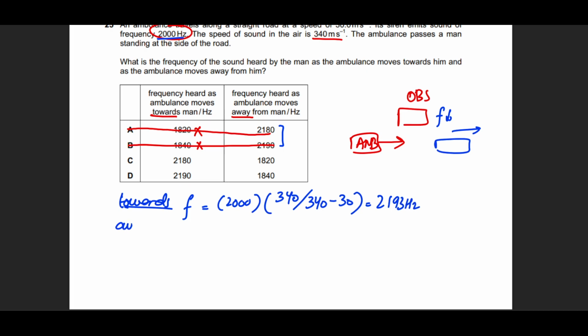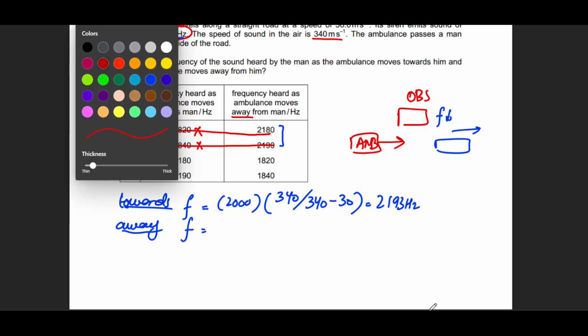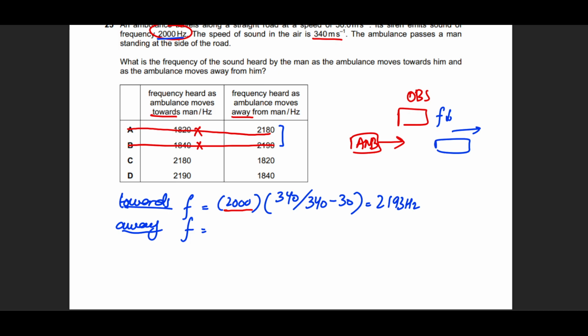Now, if it is moving away from the observer, the frequency falls, and you can notice over here that the standard frequency was 2000, but what is being heard?